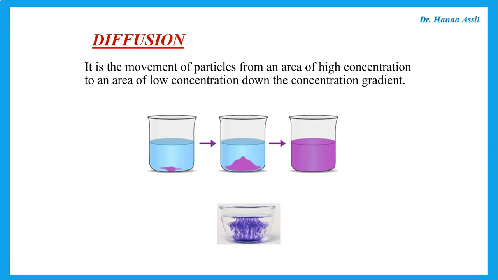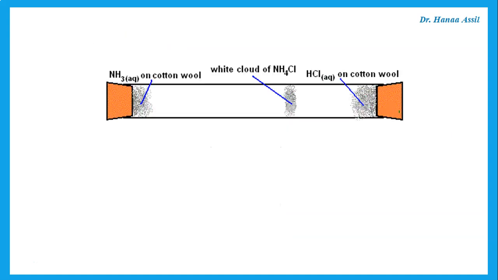so that after some time all the liquid becomes purple in color. We can also have diffusion of a drop of ink in water, so this is diffusion of liquids in liquids. We also have diffusion of gases if we have on one end a cotton wool with ammonia, and on the other end a cotton wool with concentrated HCl.